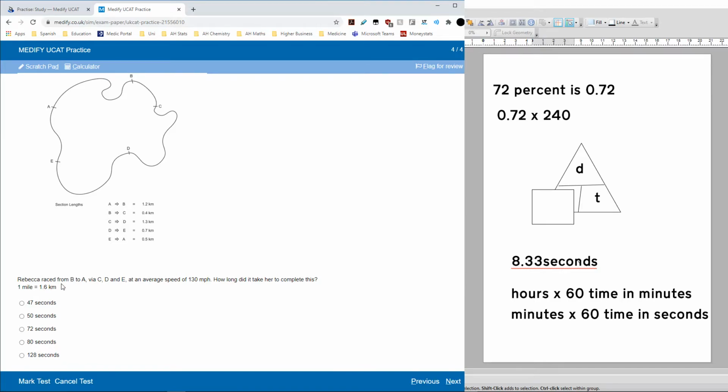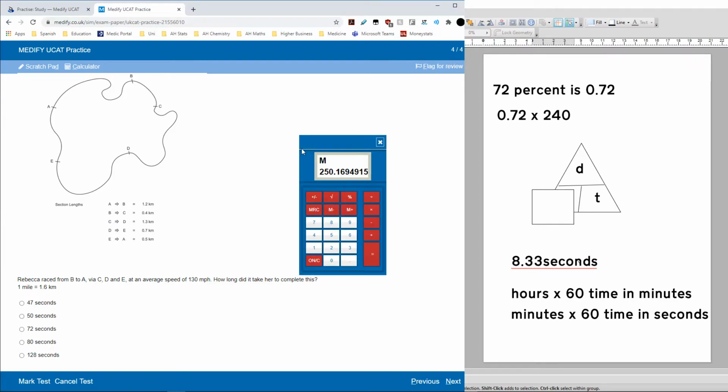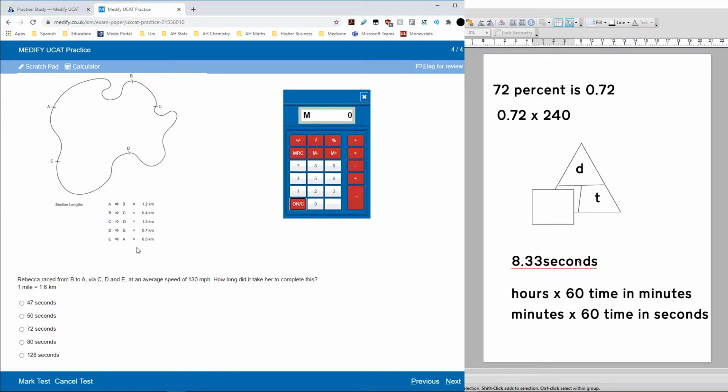Now, Rebecca raced from B to A by C, D, and E at an average speed of 130 miles per hour. How long did it take her to complete this? So B to A, but through C, D, E, A. Average speed of 130 miles per hour. So we'll do the same again. We'll get the distance and we'll turn it into miles.